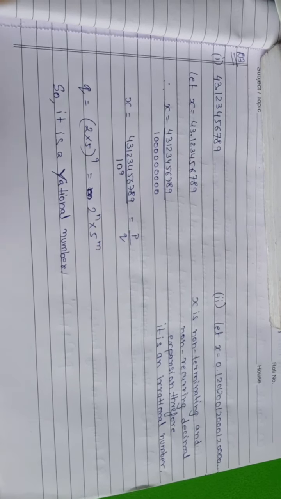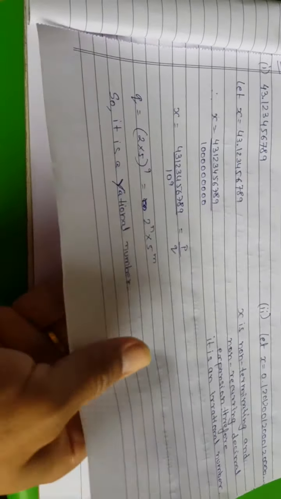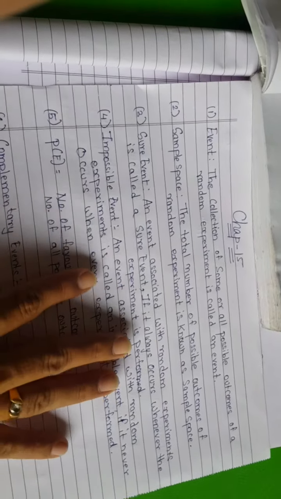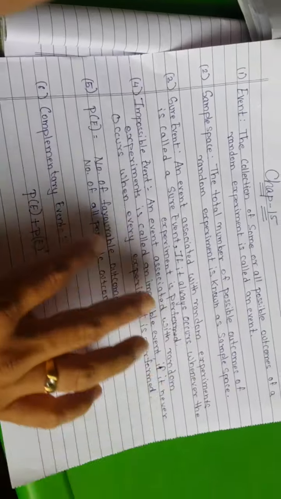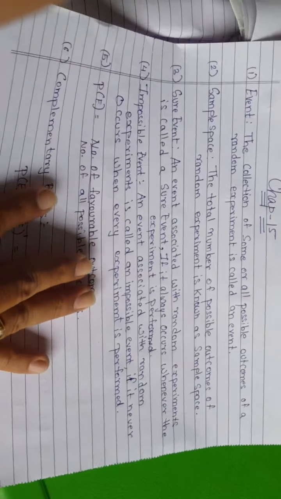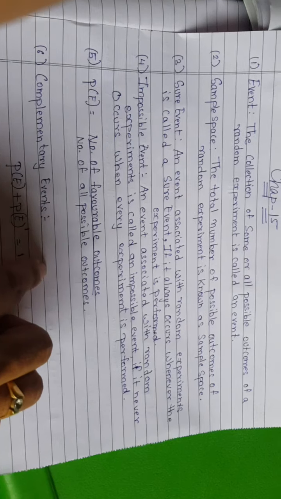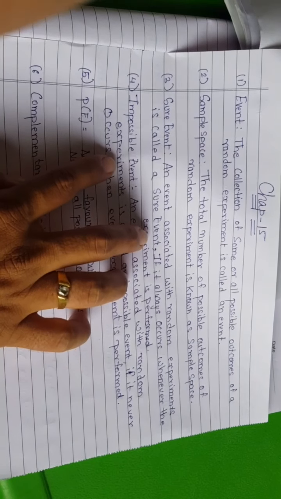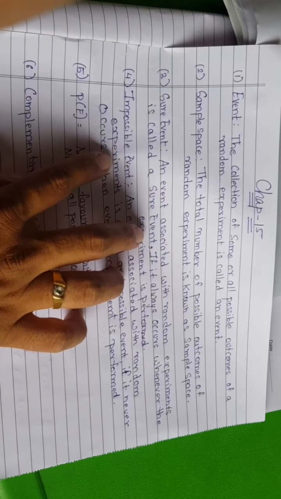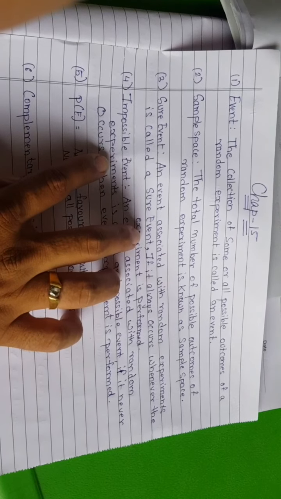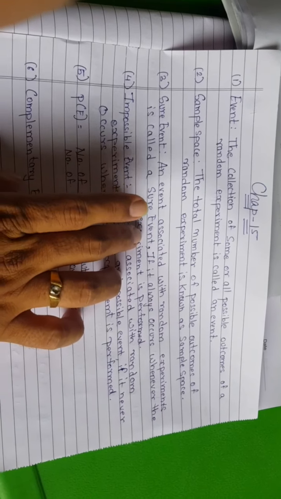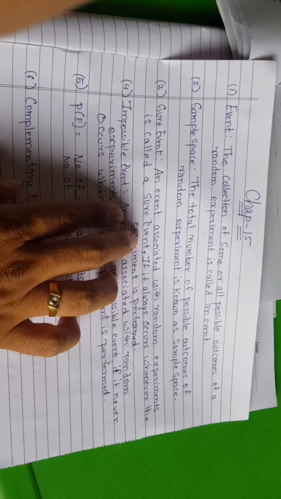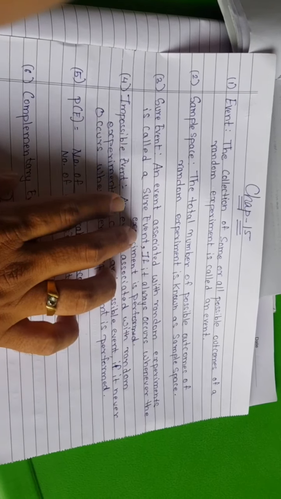Now we will be starting with the next chapter, that is probability, chapter number 15. In this chapter, I'll just give a basic introduction today. Whenever we talk about probability, we generally say, probably I'll come tomorrow. This probably means I might come or I might not come. It depends upon the probability. If the probability is high, then we can say that I can come. So that is called probability.